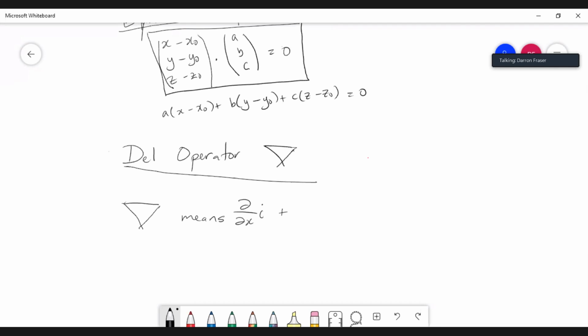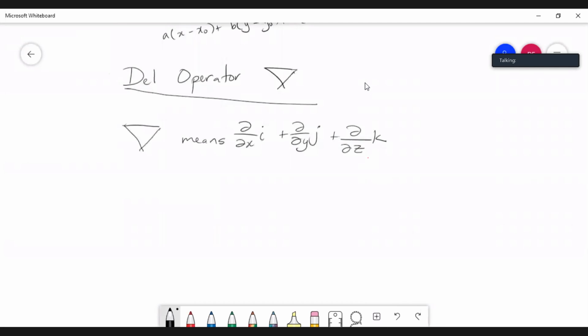Plus take the partial derivative with respect to y of the j component and take the partial derivative with respect to z of the k component. So we have three versions. We have the gradient, which they call grad.